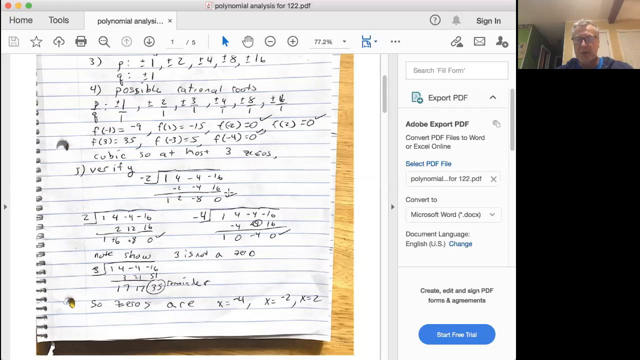If this last number is 0, that means that there's no remainder. Incidentally, this is a polynomial in and of itself. The answer here would be a 1x squared, a 2x, and a minus 8.